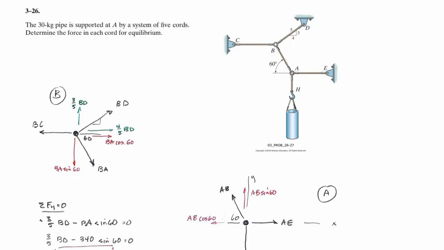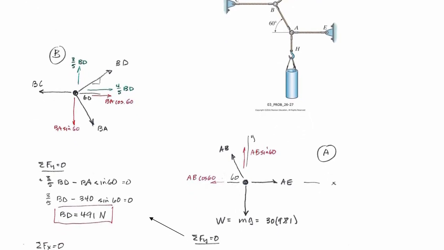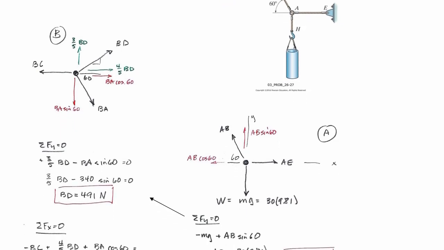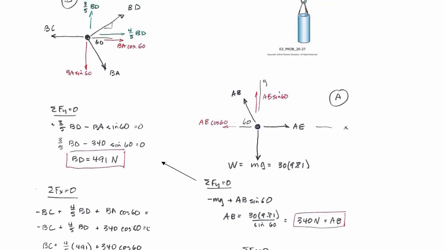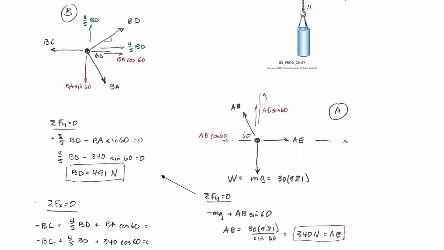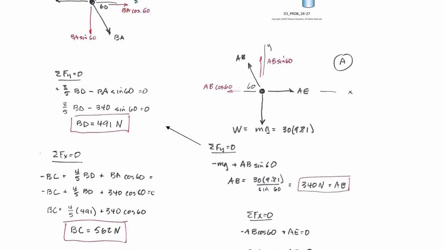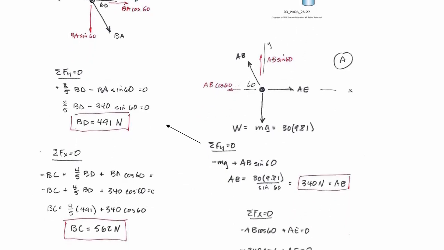All right, let's move down to point A. Point A looks like this. AE is going to go straight that way. AB goes this way. This is going to be 60 degrees, so this will be the cosine component and the sine component. Pulling down will be the weight of 30 times 9.81, and then just work on the forces. So let's move on down here. Let's do the first free body diagram for point B, sum of the forces in the Y, sum of the forces in the X, then point A.